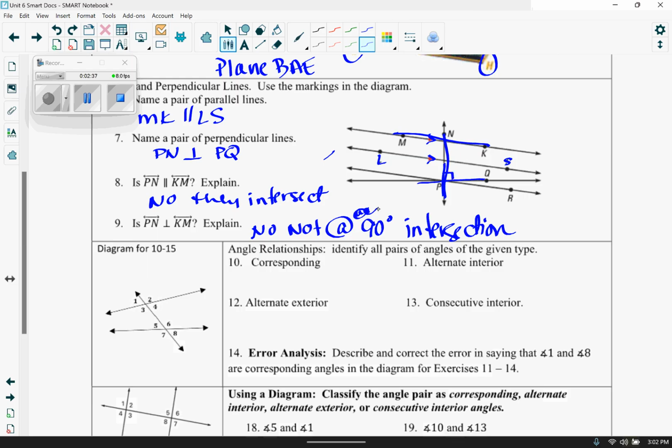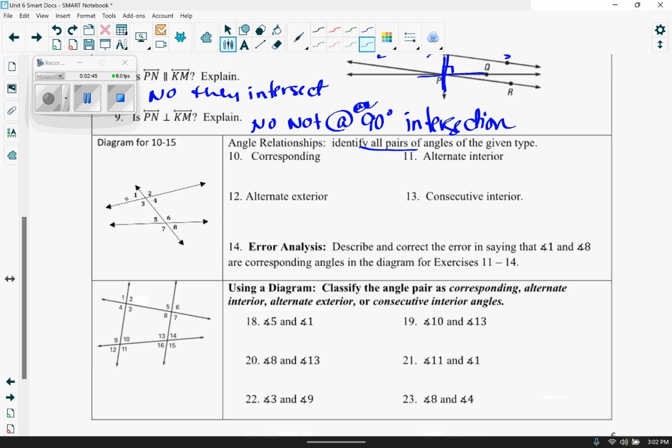All right. Diagram here. I want corresponding, identify all pairs of angles given the type. So corresponding. I'm going to start with 1. Angle 1 and angle 5. Angle 3 and angle 7 because they're in the same location. Angle 2 and angle 6. Angle 4 and angle 8.